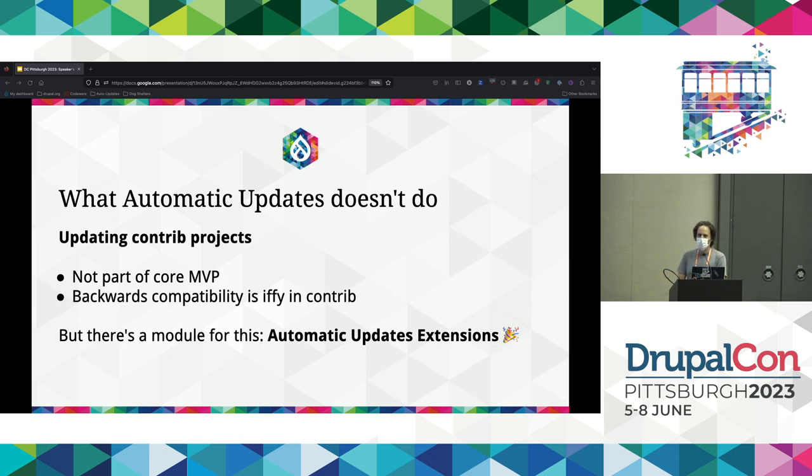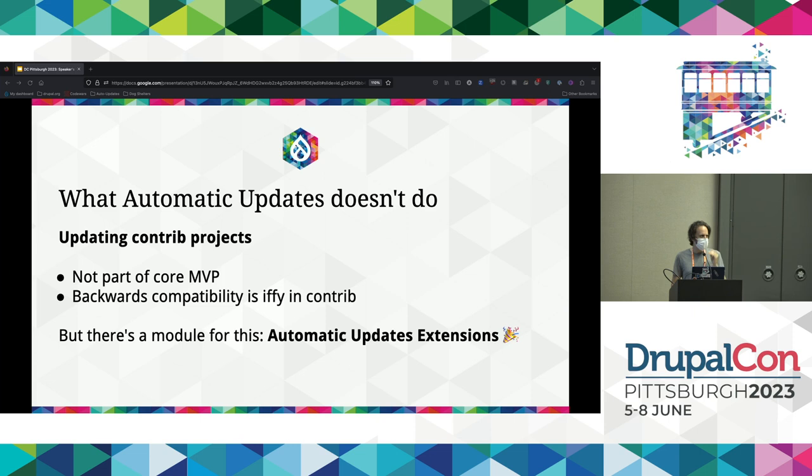It's going to not be in core, at least not for now, but it will be in contrib. You can use it if you're feeling very confident about it. It's still experimental. The reason Automatic Updates Extensions is not part of core, not part of our MVP in core, is because backwards compatibility in contrib projects is really iffy.